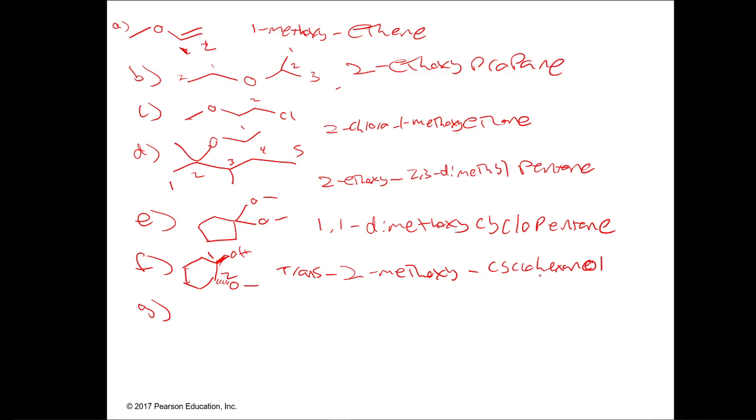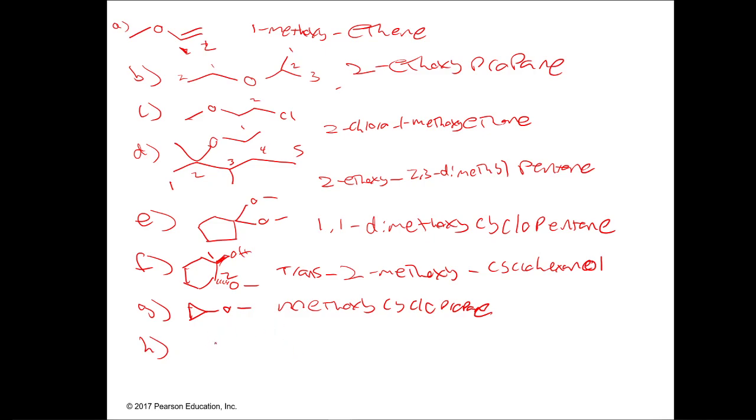Okay. Throw my book away. Come on. Next one. G. All right, so you've got methoxy on a cyclopropane. And we don't need to number it because it doesn't matter. However you drew it, it would be on the 1.